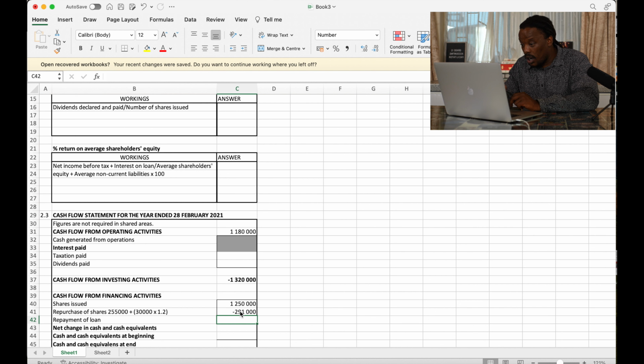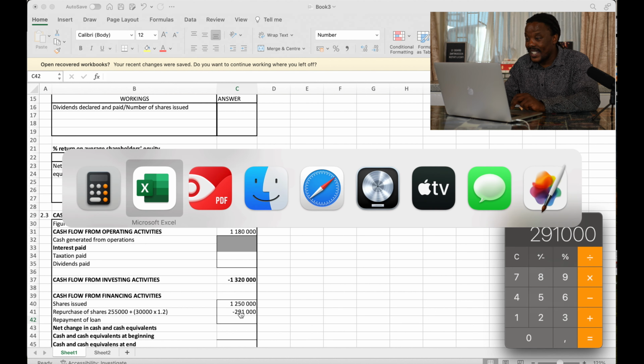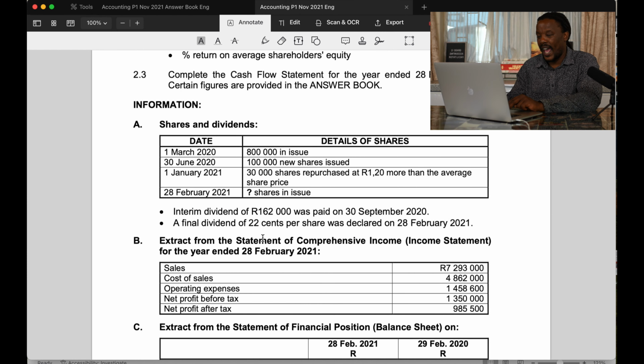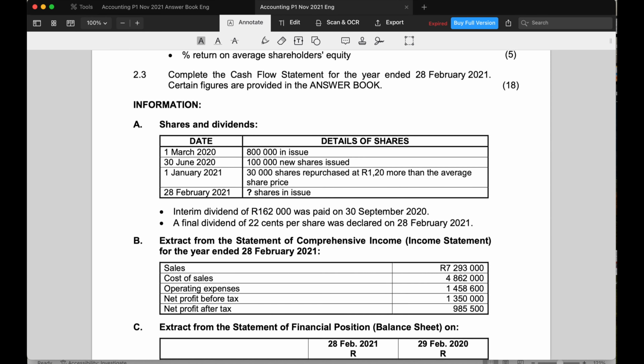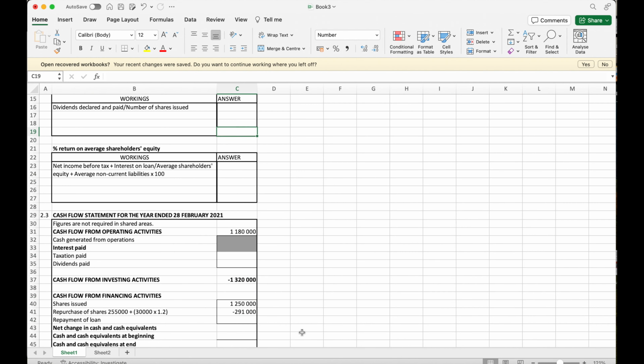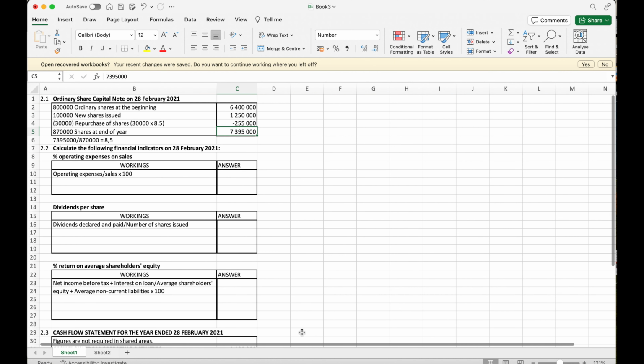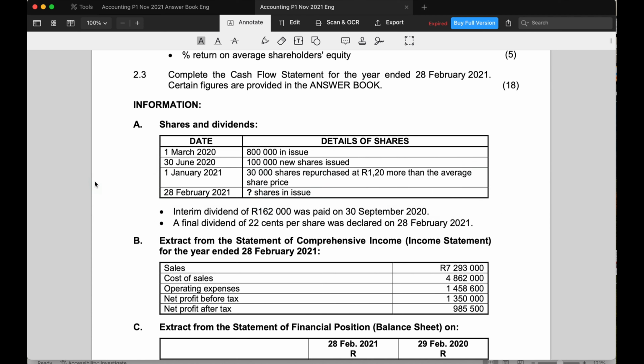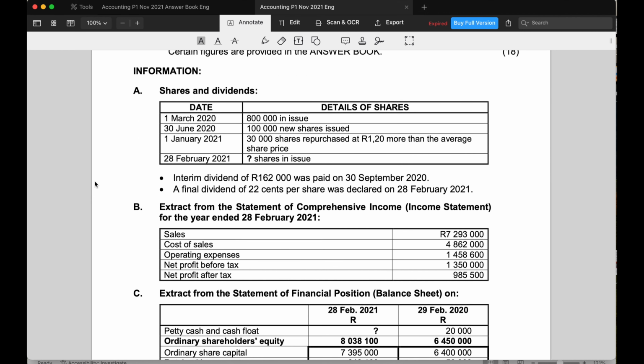Now you're like, okay, there's also repayment of loan, but you are not there yet. You want to answer what is given. Answer as you get. So what is the next question? The next question in terms of this answer sheet is to calculate the percentage of operating expenses. This is free marks. You look at the operating expenses, which is 1,458,600.